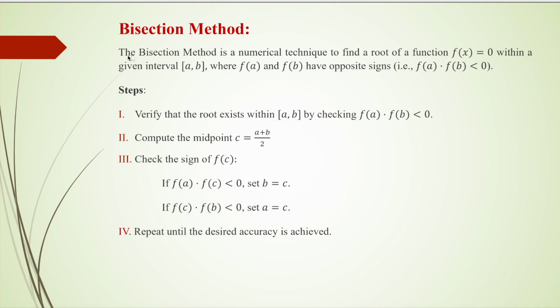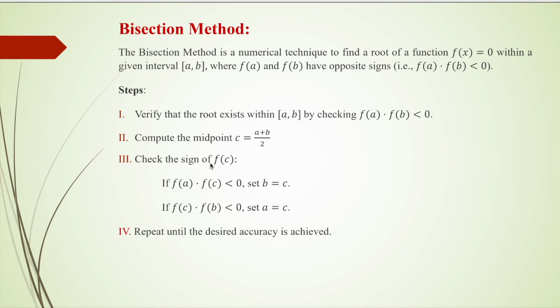Next, the bisection method. The bisection method is a numerical technique to find a root of a function f(x) = 0 within a given interval [a, b], where f(a) and f(b) have opposite signs. Then you can use this method. Steps to implement this method: verify the root exists within [a, b] by checking f(a)·f(b) is less than 0, and then calculate the midpoint of the interval, which is c = (a + b)/2.